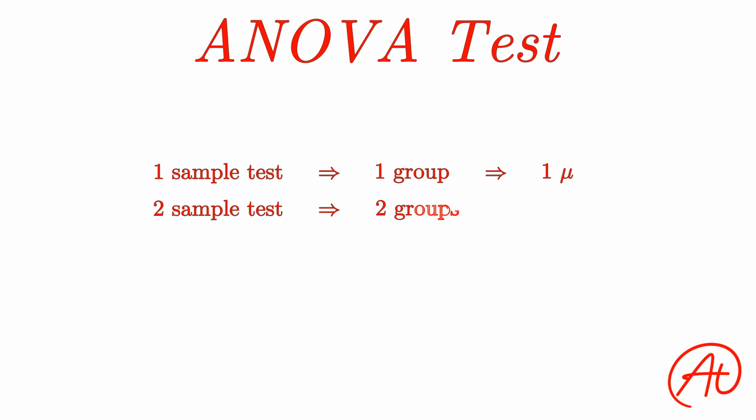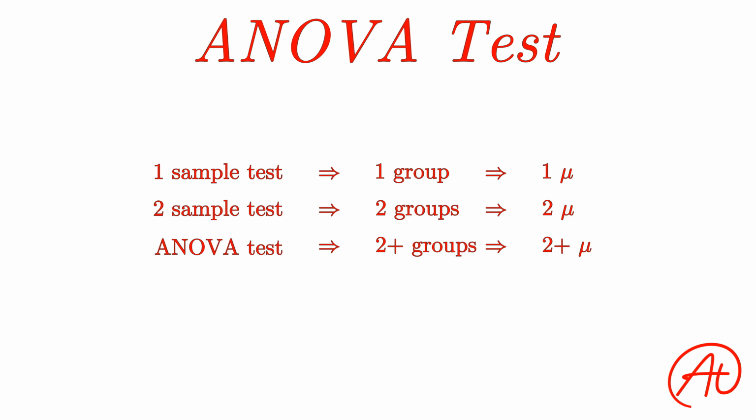In the 1 sample test, we had one group and we were testing to see if a single population mean was different than a certain value. In the 2 sample tests, we had 2 groups and we were testing to see if those 2 population means were different from each other. Now in this test type, we have more than 2 groups and we're testing to see if any of these population means are different from one another.